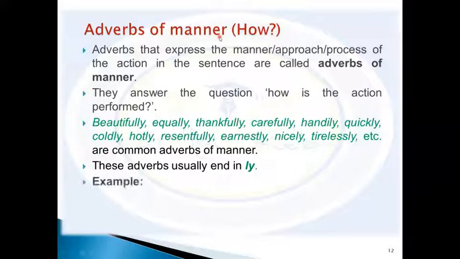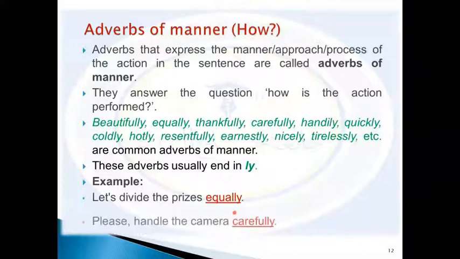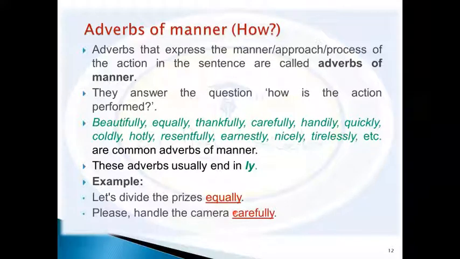The other question is how, or how is the action performed. Let's divide the prizes. How? In which way? Equally. So everyone can take part of the prize. Please handle the camera carefully, also with ly at the end. This is also an adverb of manner. Malik is walking. How? Slowly. So we describe his walking.